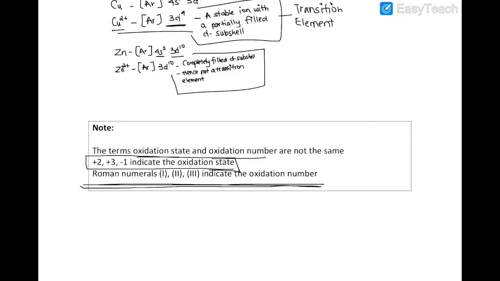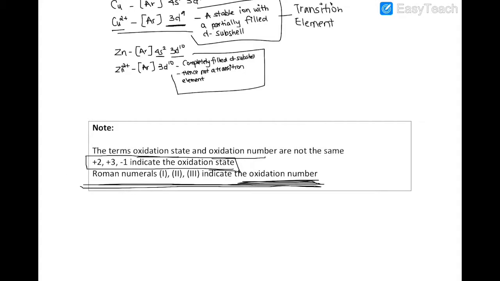So actually, oxidation state is the number of electrons that the atom is going to gain or lose. So this is why it has charges, but the oxidation number is going to be the charge on the central atom when it's surrounded by ligands. We're going to see that when we look at coordination complexes.